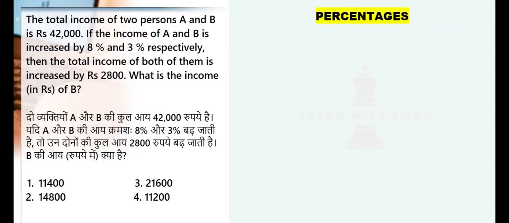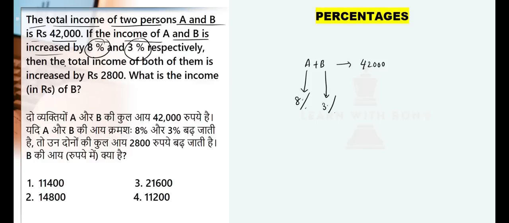Next question. See this question here. The total income of two persons A and B is 42,000. So let's say A plus B total income is given as 42,000 rupees. If the income of A and B is increased by 8% and 3% respectively, means A's income is increased by 8% and B's income is increased by 3%, and the total income of both of them is increased by 2,800. So in total we got an increase of 2,800 rupees. They asked us to find the income of B. You can do it by alligation, but I'll say one more method.